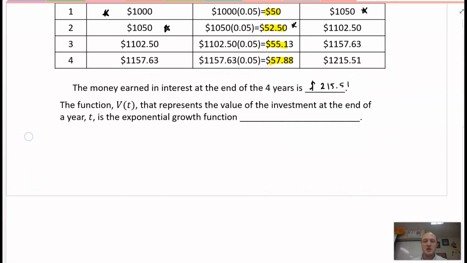So what would the function be that represents the value of the investment at the end of year t? Well, it's actually an exponential growth function, and in the last lesson we talked about creating exponential models. So the value of the account, V of t, is equal to the initial investment, which is $1,000, times 1 plus r, so 1.05, because the growth rate is 5%, raised to the power of t. So there is our exponential growth function, and we could make that following the principles from the last lesson.